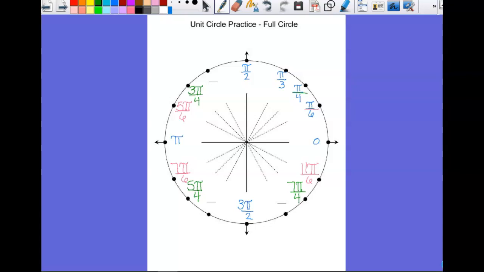All right. Then let's look at pi thirds. So those are the remaining ones. They're the ones that are closest to the y-axis.